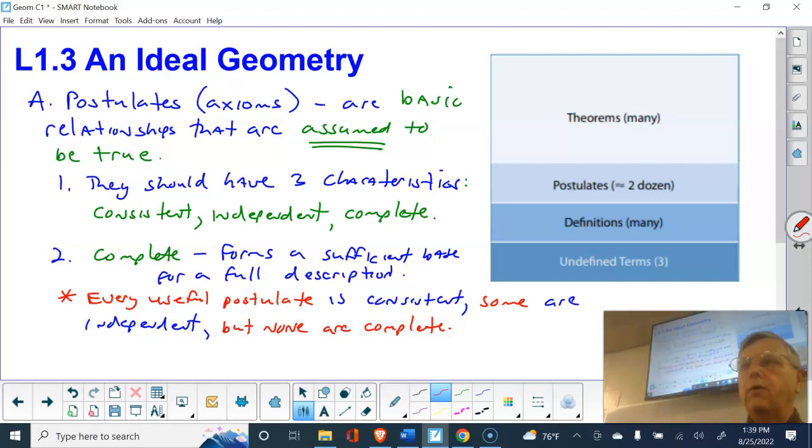All right, so though postulates are supposed to be consistent, independent, and complete, it's impossible to have every postulate be all three. And in fact, none of them are quote unquote complete. All right, just accept it. We don't need to really go into any more than that. It's just that's the concept and that's the idea.